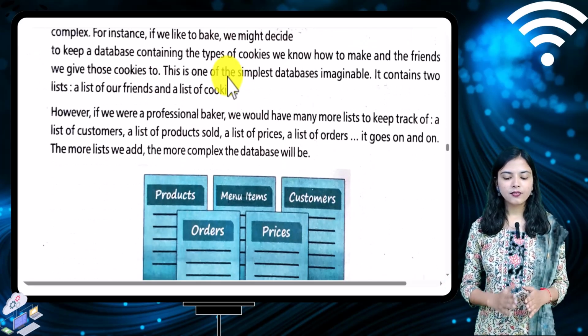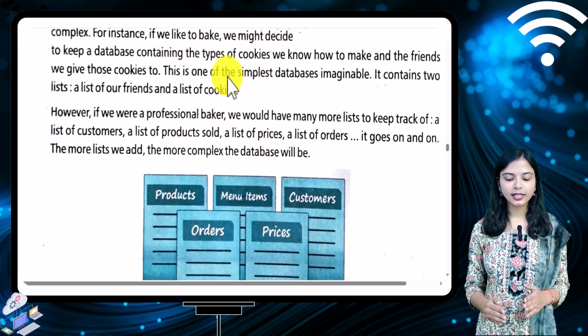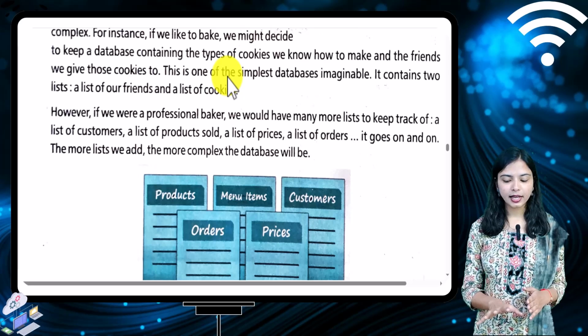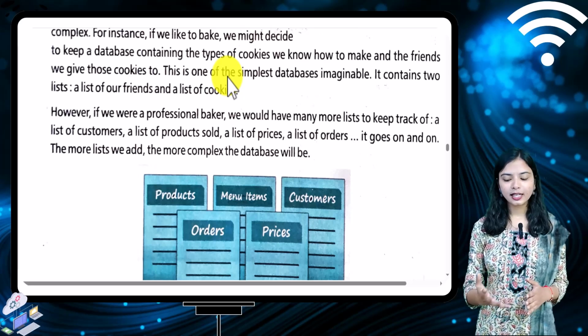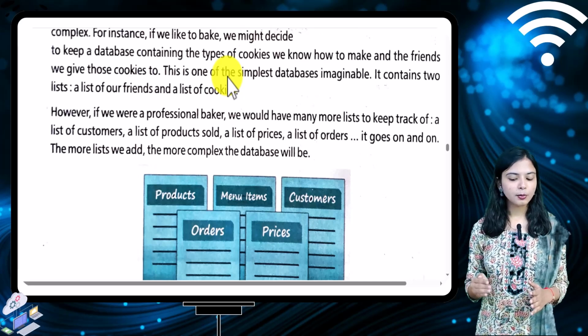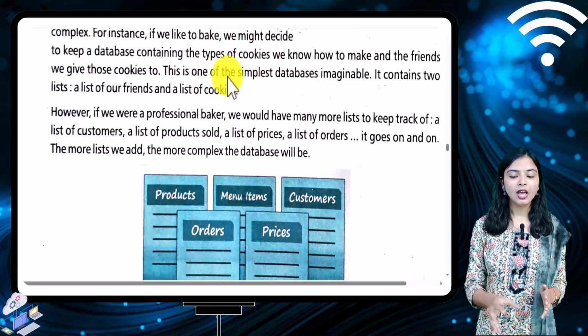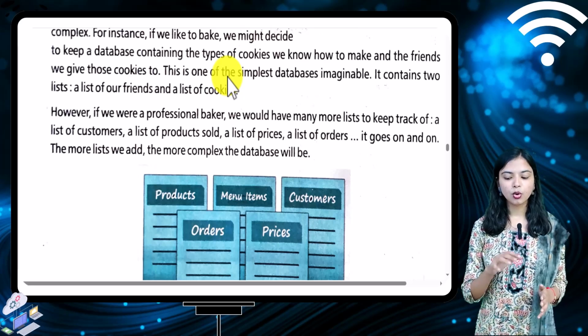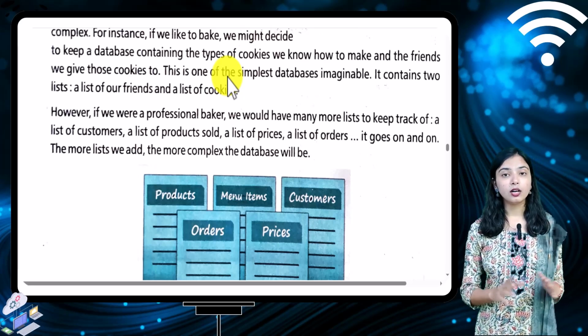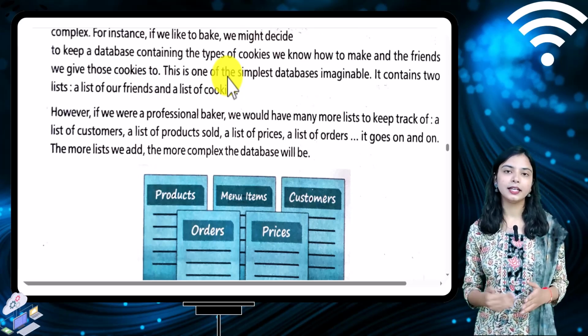However, if we were a professional baker, we would have many more lists to keep track of, right? If we are a professional baker, then we will have a lot of lists to keep track of, right? A list of customers, a list of products sold, a list of prices, a list of orders. So these are the lists we have in our computer system to make a complex database. It goes on and on. The more lists we add, the more complex the data will be.